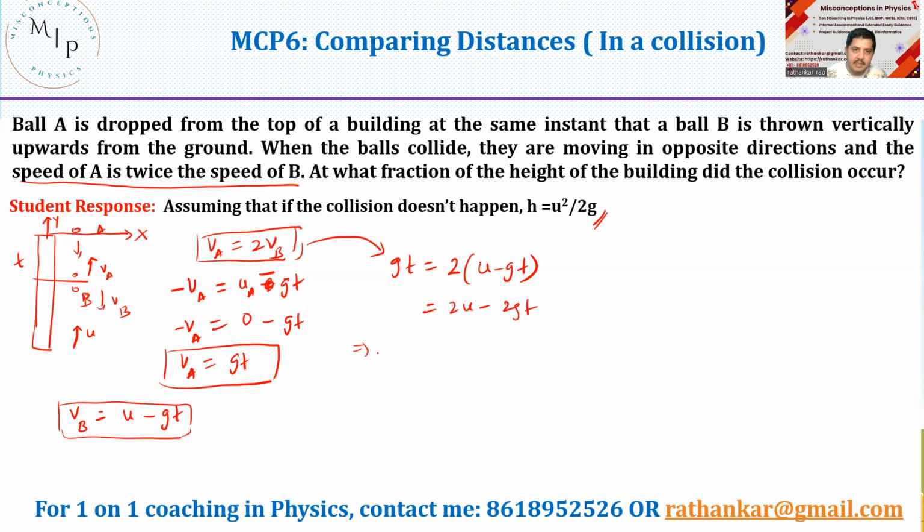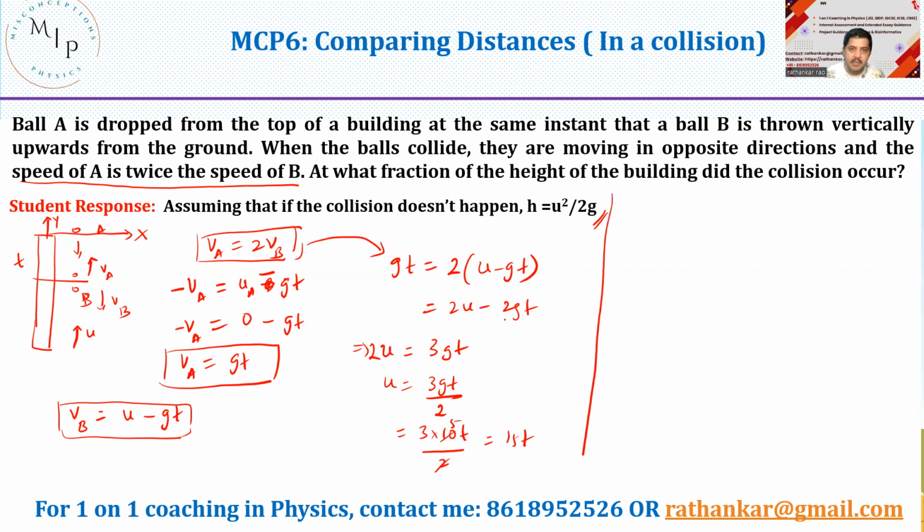Or you can now write, when this 2gt goes to that side, it becomes 3gt, and this will be 2u equal to 3gt, or u should be equal to 3gt divided by 2. Now let me put the value of g equal to 10. When I do this, I get 3 into 10t divided by 2, which should now be 15t. What have we got? We have got the initial velocity of the throw.